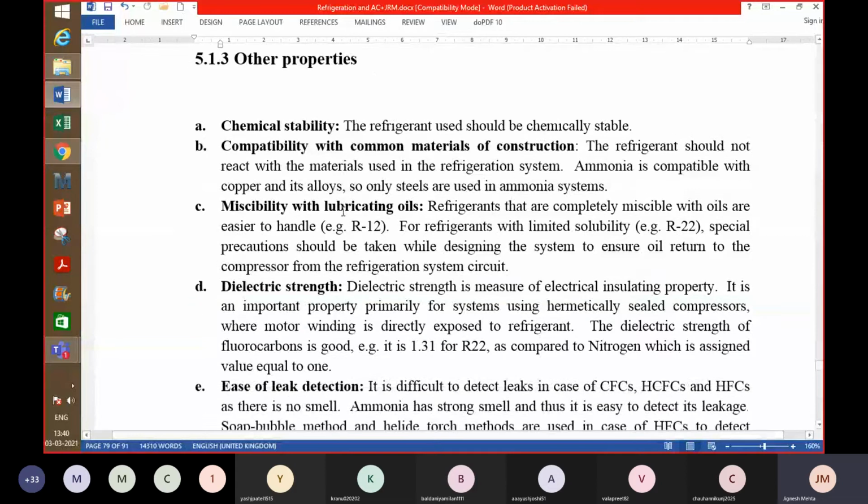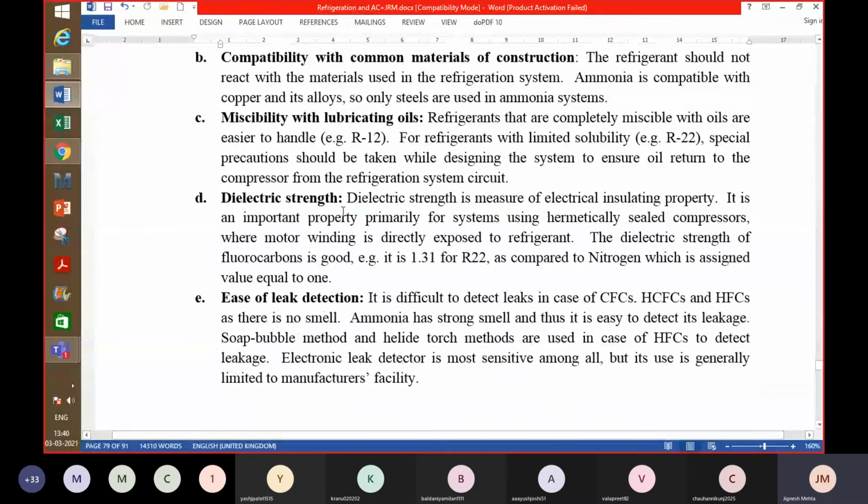Then the next thing is dielectric strength, which is important for a hermetically sealed compressor, where the refrigerant comes in direct contact with the electrical or motor windings. So it's an electrical insulating property. It is an important property primarily for systems using hermetically sealed compressors, where the motor winding is directly exposed to refrigerant. The dielectric strength of fluorocarbons is good. It is 1.31 for R22 as compared to nitrogen, which is assigned a value equal to 1.